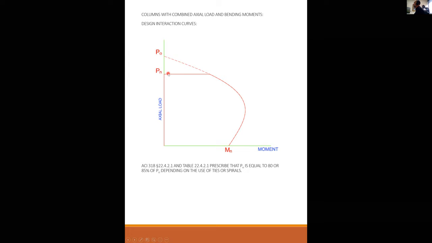This is my cap. Well, where this cap intersects the curve, that is an eccentricity. The slope of this purple line represents an eccentricity. And where it intersects here, the slope of that purple line is my minimum eccentricity. So that's where that comes in. The eccentricity created by the reduction on P naught represents the minimum design eccentricity for the column.